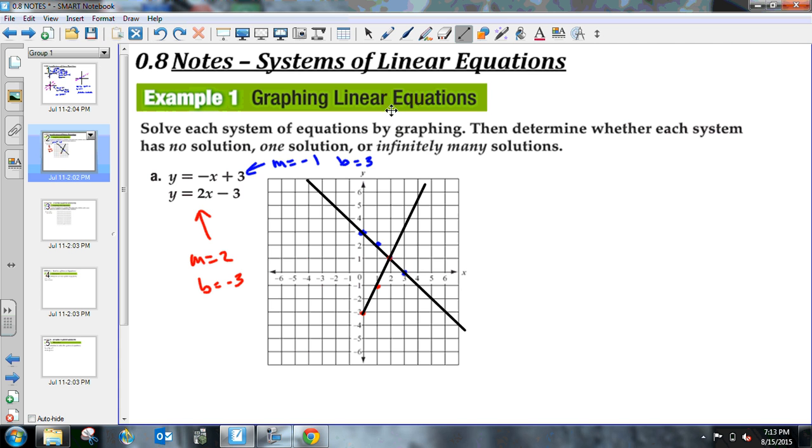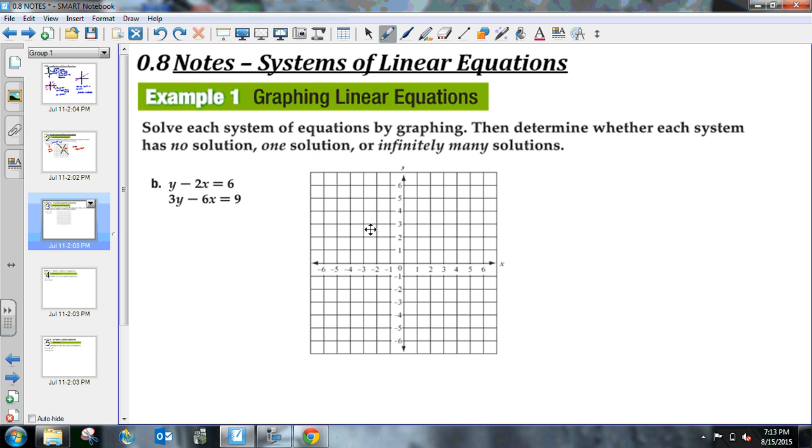Okay, and that point of intersection, well, we're just going to go ahead and call that my happy place. And that is the point (2, 1). Okay, that's the solution to this system of equations. And because I have one intersection point, I have one solution. And my one solution is the point 2, comma 1, okay?